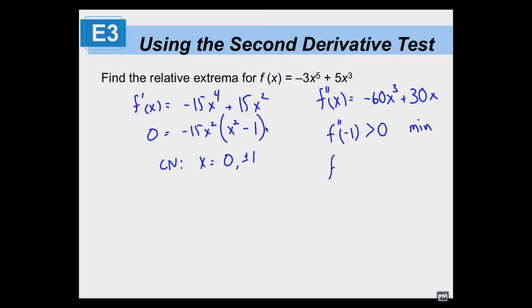Okay, what about f double prime of 1? Put in 1, I get negative 60 plus 30, which is negative. It's less than 0. What does that tell you? It's a max. And then lastly, f double prime of 0. 0. Question mark, question mark. We don't know. Can't use the second derivative for 0.